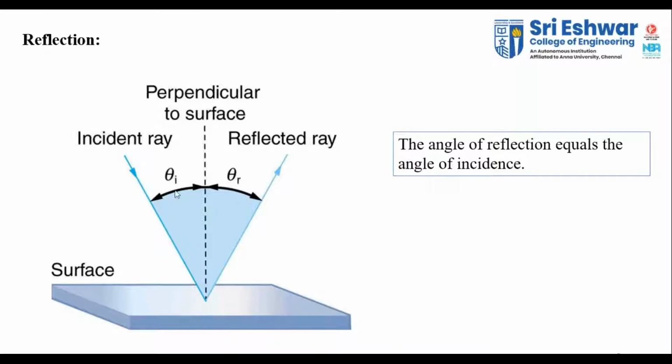So incident is nothing but the angle between your normal or perpendicular. Some books use the word perpendicular, some books use the word normal. Okay, both are same. So the angle between incident ray and normal is considered as theta i, and the angle between your perpendicular and your reflected ray is considered as theta r. So what is the meaning of reflection law? Theta i is equal to theta r. That is, the angle of reflection equals the angle of incidence.